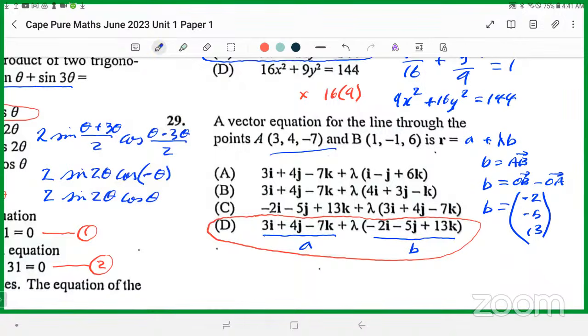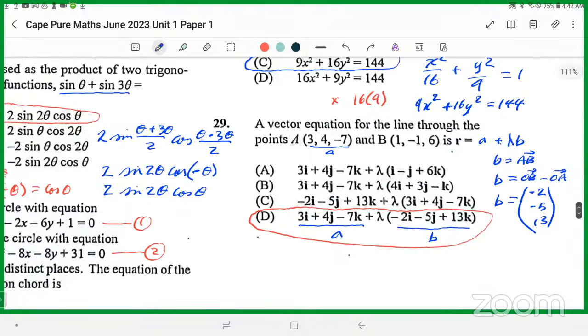And a is just this point up here. Position vector of this point. This is a in this expression. Position vector of that. Those coordinates give you a. All right, that's that.